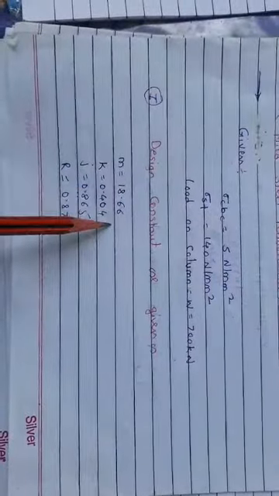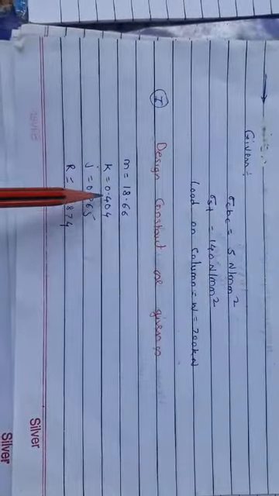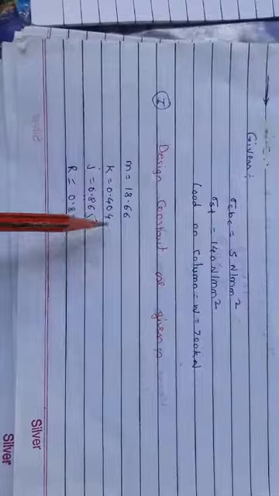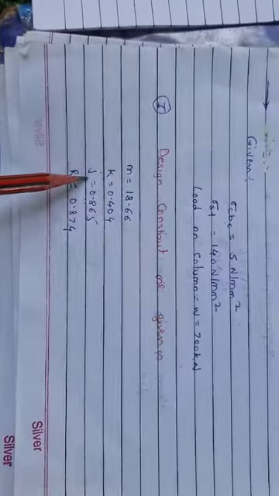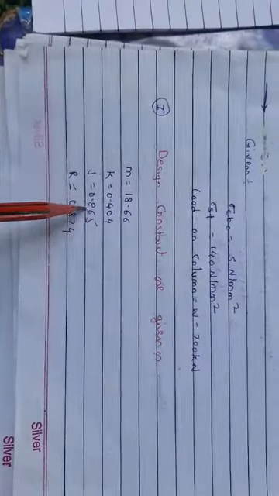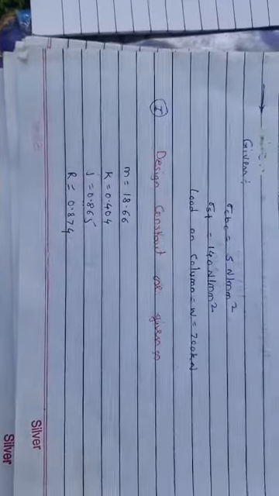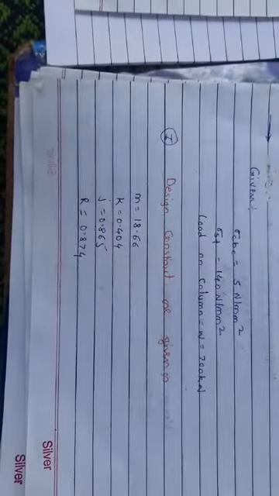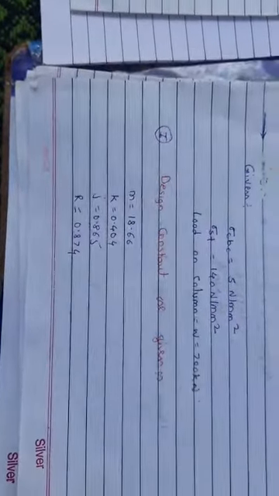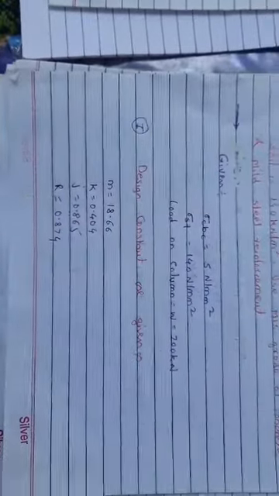Now the first step is to calculate the design constants. The modular ratio is 18.66, the neutral axis factor k is 0.404, j, that is the lever arm constant, is 0.865, and the constant for the moment of resistance, R, is 0.874. The next step: the safe bearing capacity of the soil is given as 150 kilonewton per meter square.